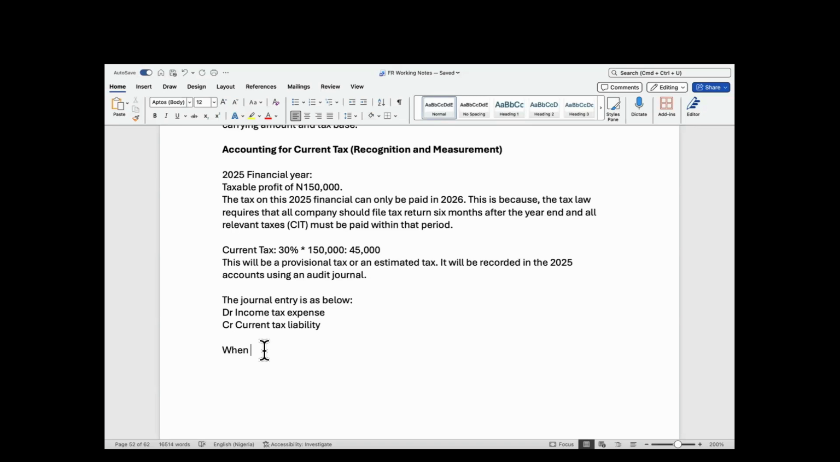You are the IFRS expert. So when this tax is paid, it is recognized as below. So first, you are going to nil off the current tax liability because now we have paid the tax, and we are going to credit bank. And don't forget, all this is happening with 45,000. That's the tax that you have completed.